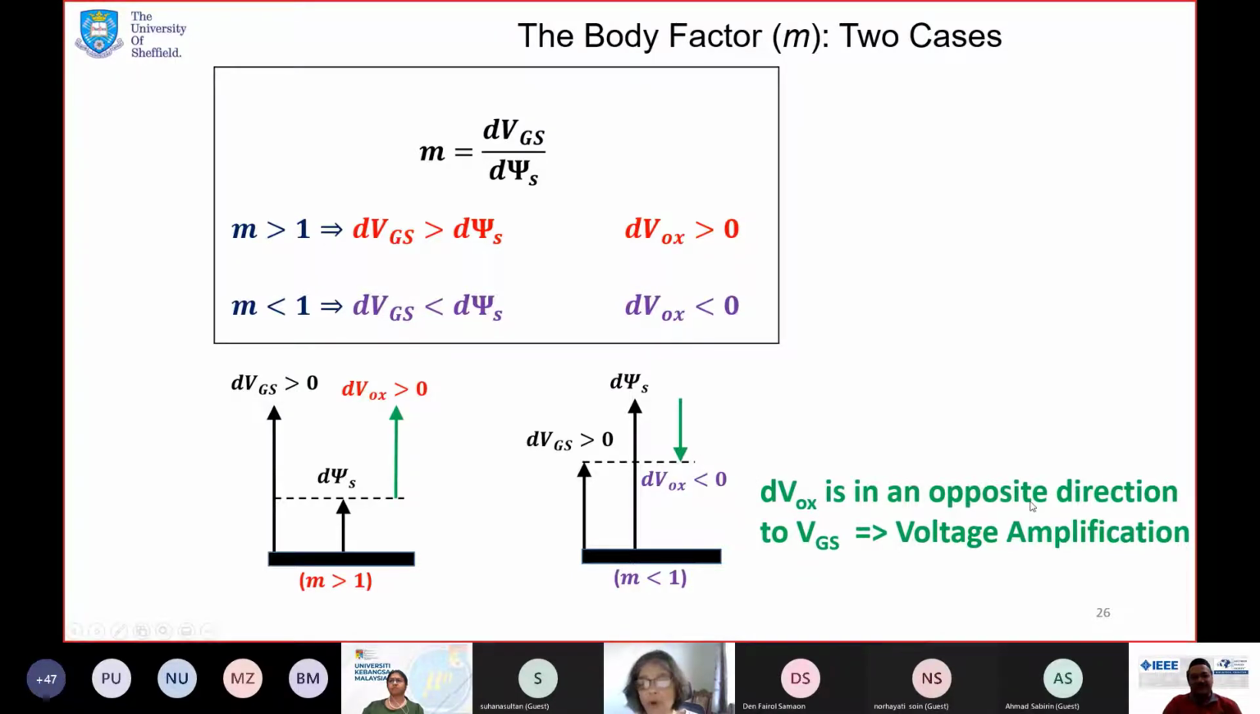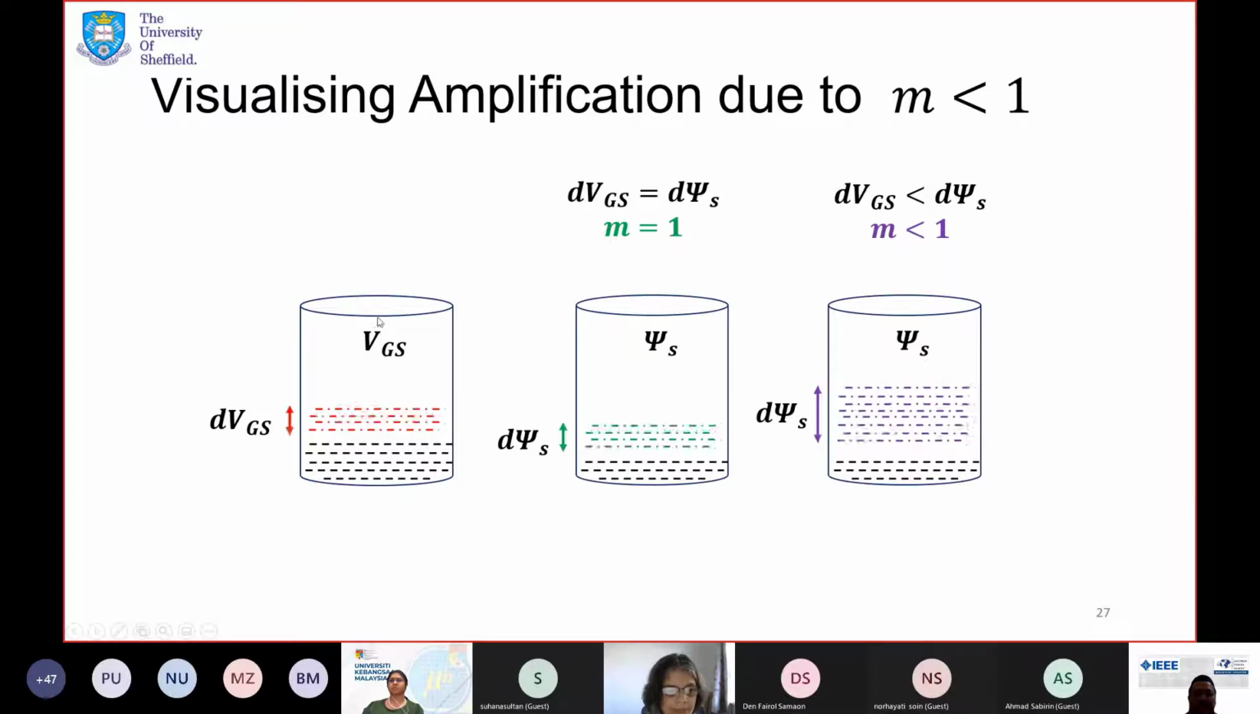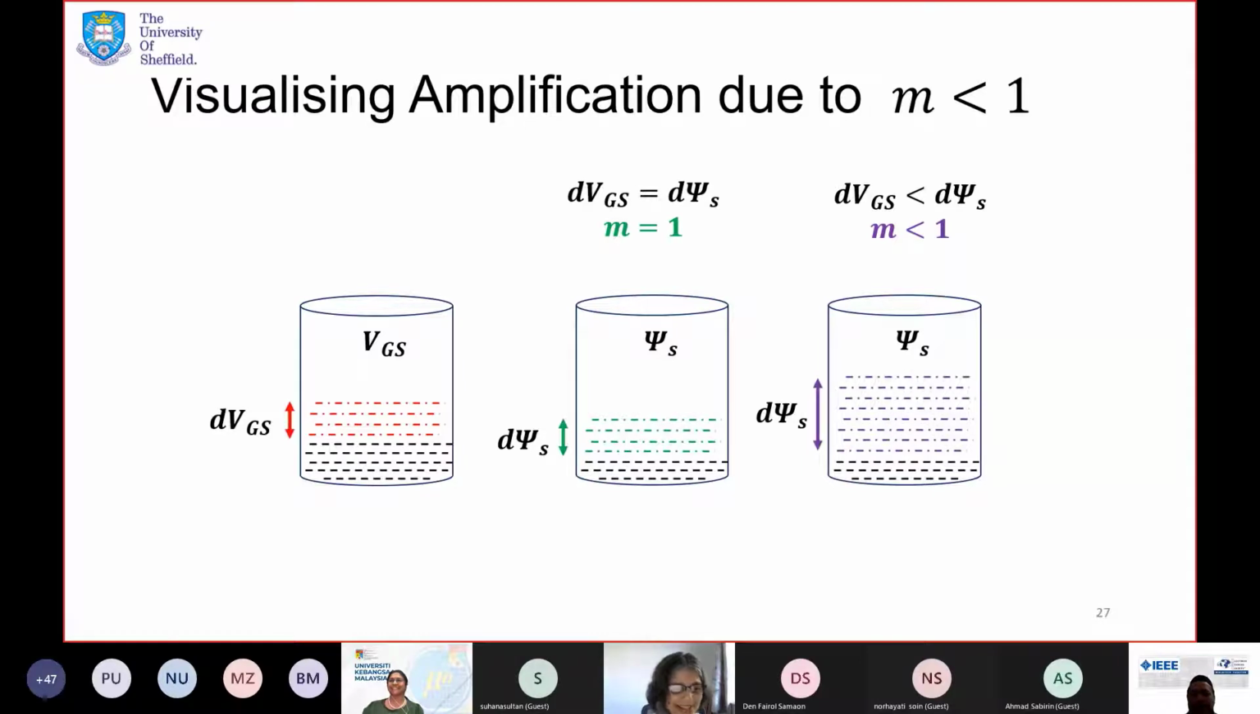dVox must be opposite to the applied electric field on the gate. And that causes an internal amplification inside the insulator itself. Let me try and explain it visually, where I've sort of represented a beaker containing water, because I like to explain with reference to water.